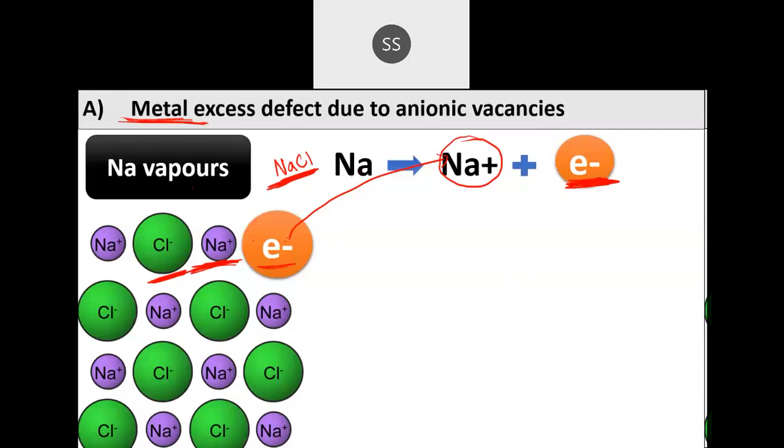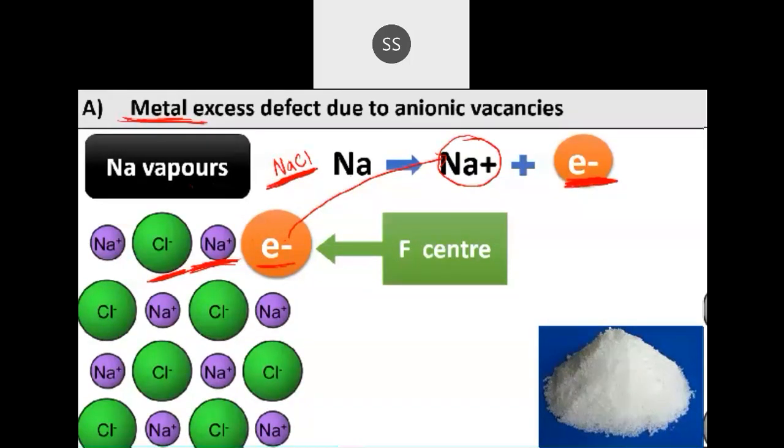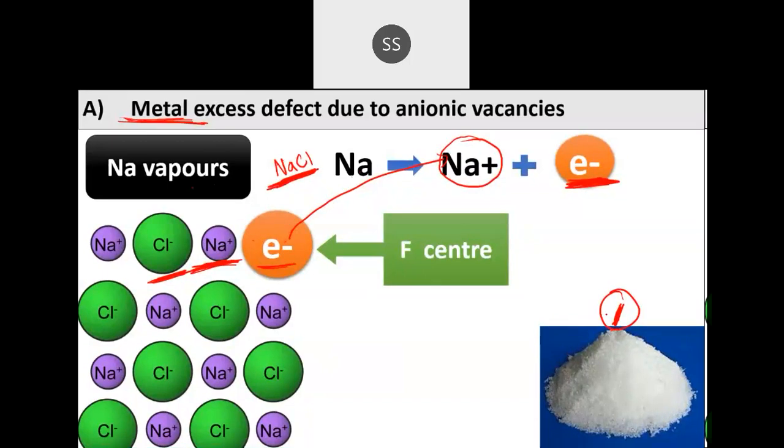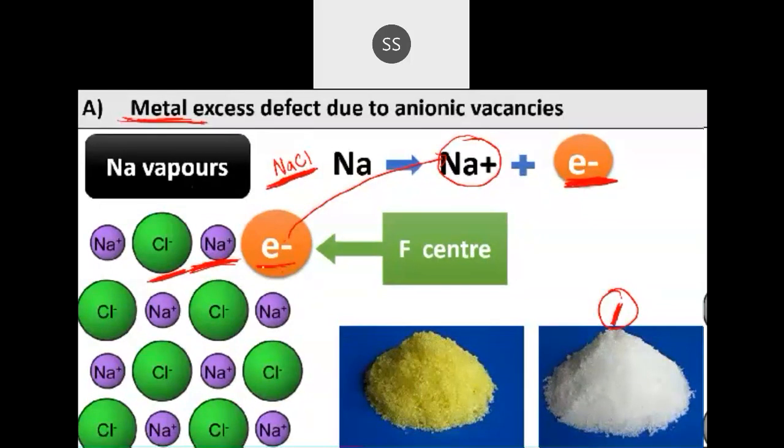When the electron has come over here, due to the presence of this electron, the color of sodium chloride will change. This is usually the color of sodium chloride, white color. You can see here, the first picture I have shown. Now, due to the presence of this electron, it will get converted to yellow color. Now, why has this happened, you see. And this I have labeled as F center.